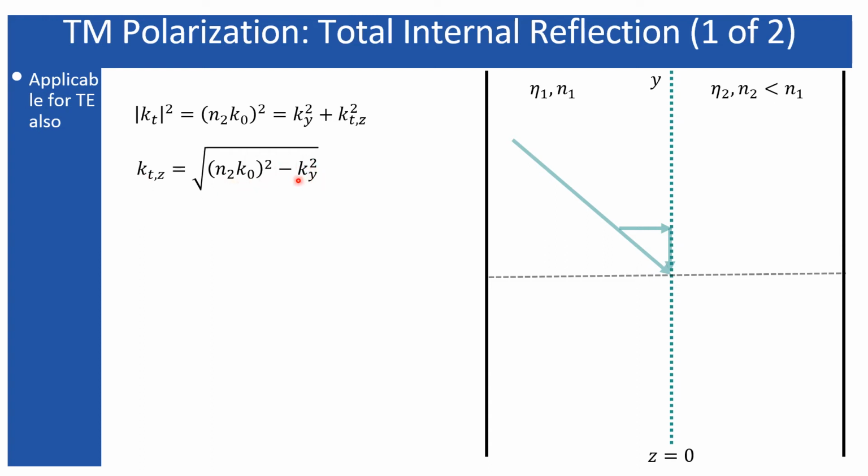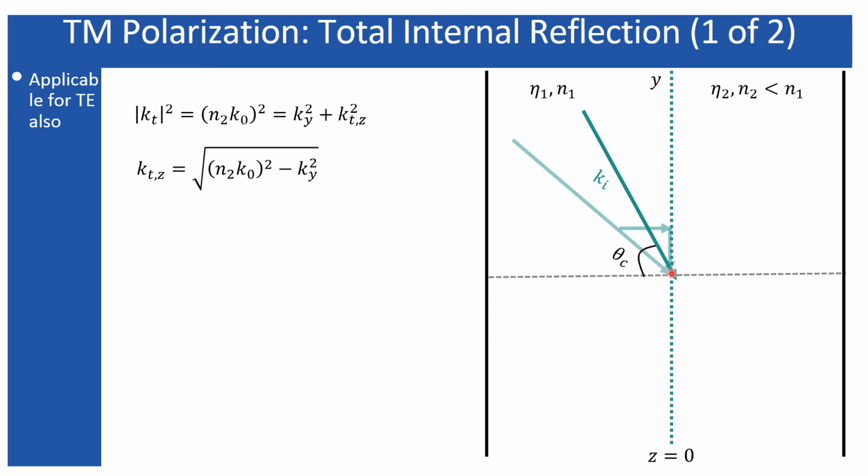And since these y components are equal, in order to maintain the boundary condition, this ky obviously will be less than n2 times k naught square, and that is why kz exists in the medium 2. Now let's consider that the incident wave makes an angle larger than the previous one, and that angle I have denoted by theta c.